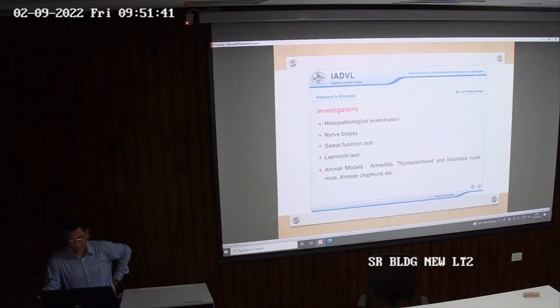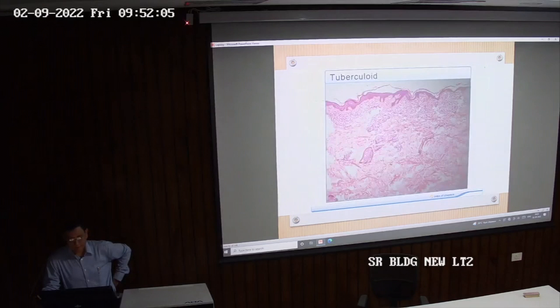So these are the animals where you can grow the bacteria. You cannot grow in an artificial environment. So armadillo, usually 9-banded armadillo, is used for research purposes. So know the resistance of the drug or the effect of the drug. We propagate the bacteria in armadillo. Other is nude mice and Korean chipmunk.